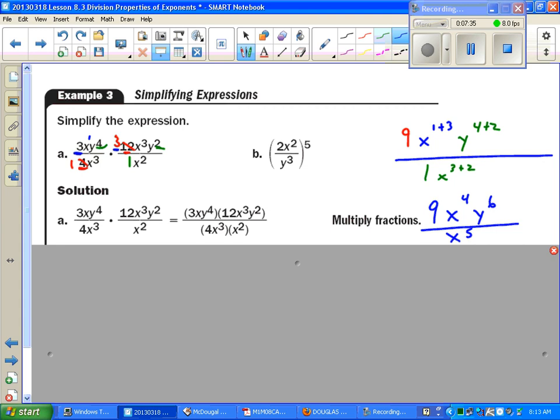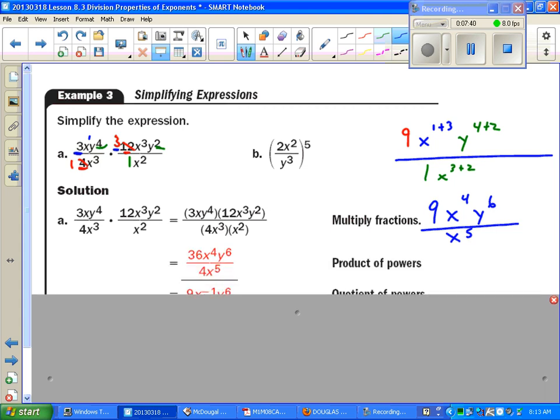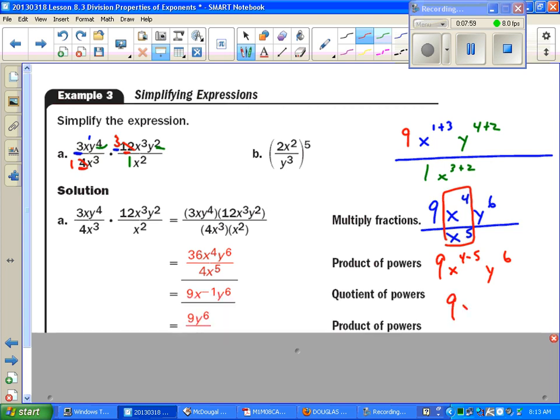So the only thing we have to do left at this step is do x to the 4 minus 5, since right here, notice, we have the same base that we're dividing, and that's what we're doing today. You subtract the exponents. So you have 9x to the 4 minus 5, y to the 6th. There's no more x to the 5th at the bottom because we subtracted it already. That leaves you with 9x to the negative 1, y to the 6th.